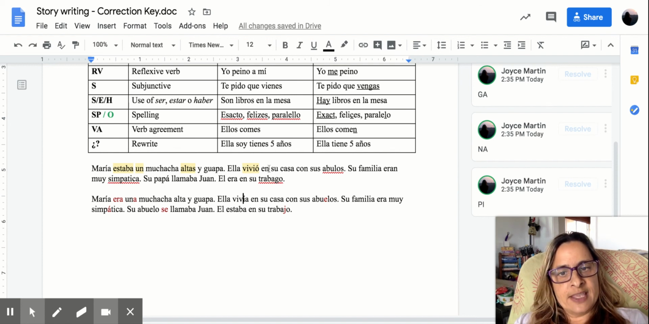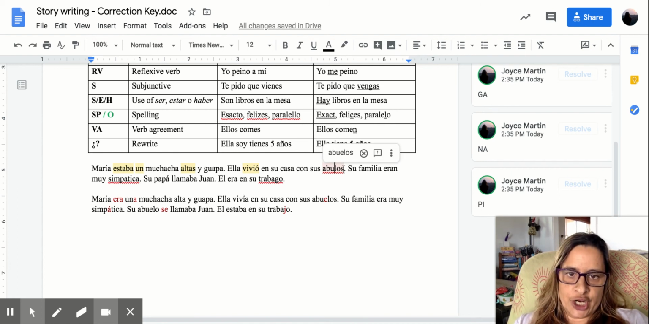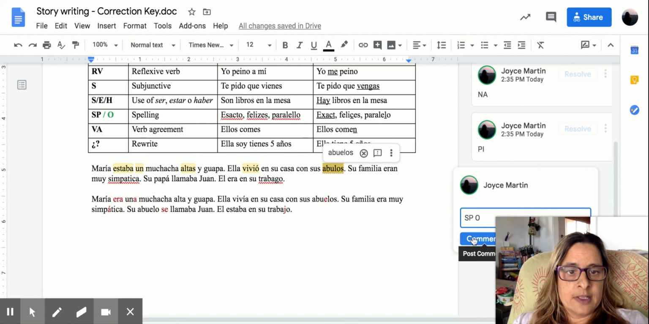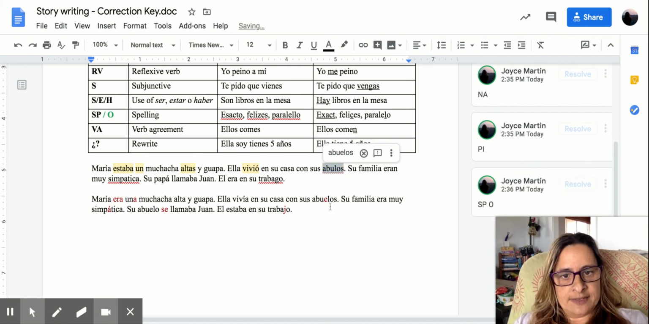Ella vivía en su casa con sus abuelos. What in the world is abuelos? I think we have a spelling issue here. So I'm going to highlight that. And then over here, I'm going to put my comment, and I'm going to put either an SP or an O for orthography so that you know that that is spelled wrong and you need to fix it. I fixed the spelling right down here.